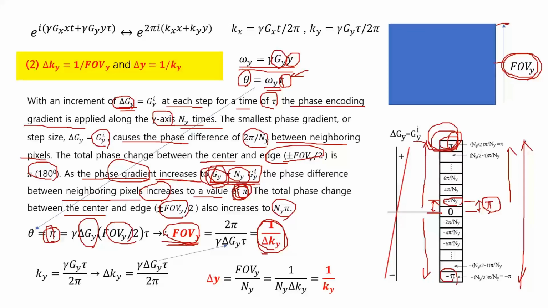Delta ky is the pixel size in k space. And the real space pixel size is related to 1 over ky, the size in the k space along y direction.